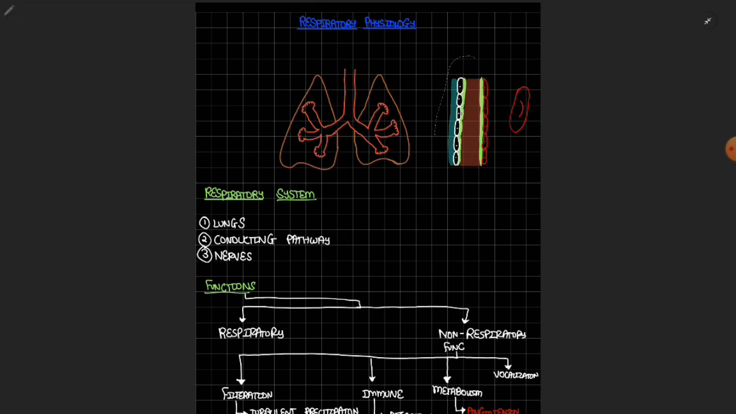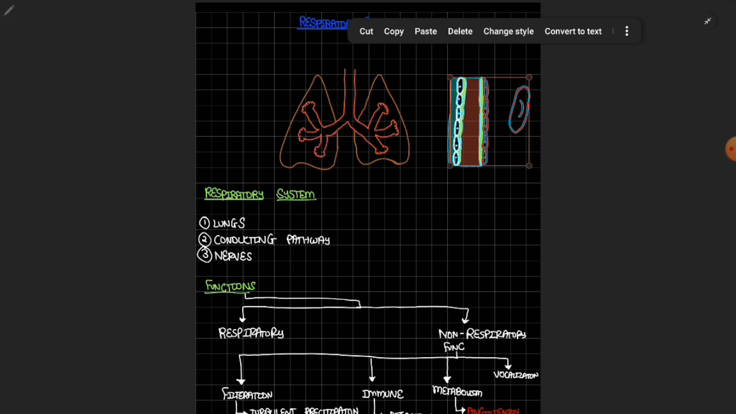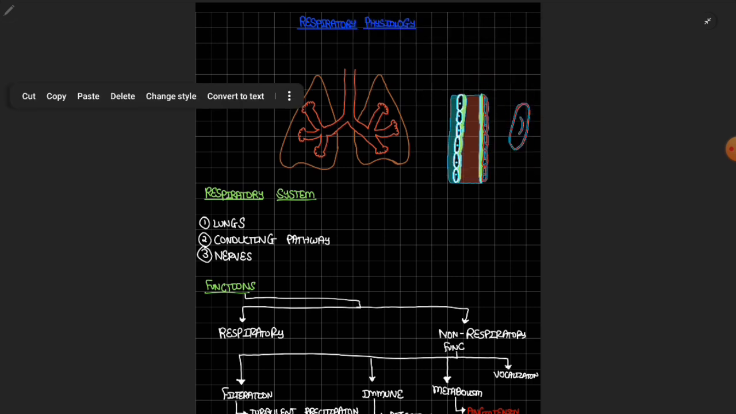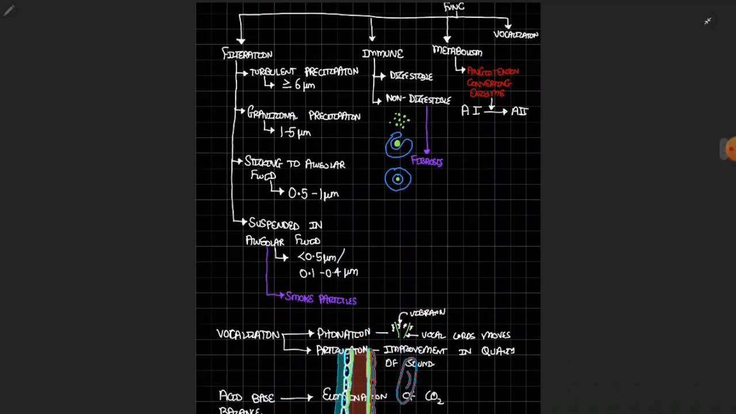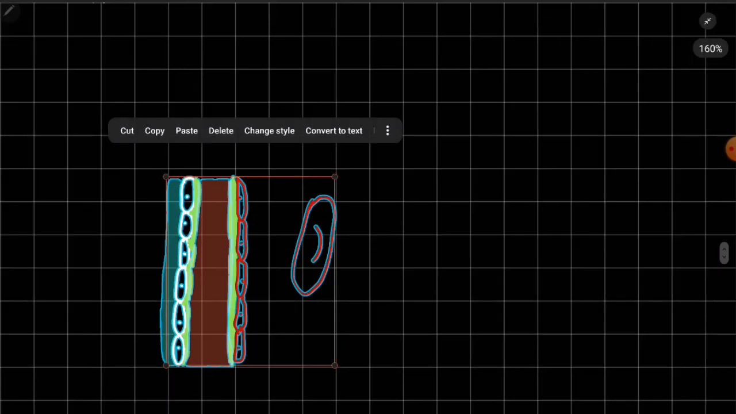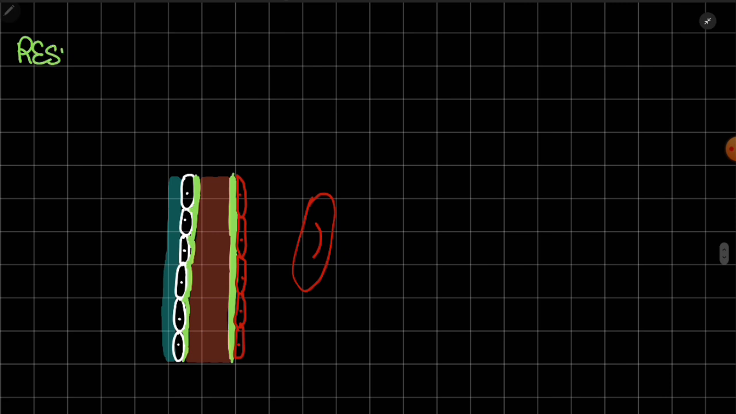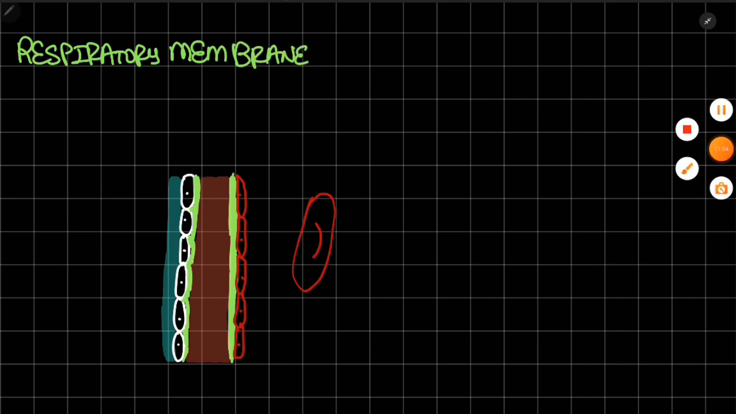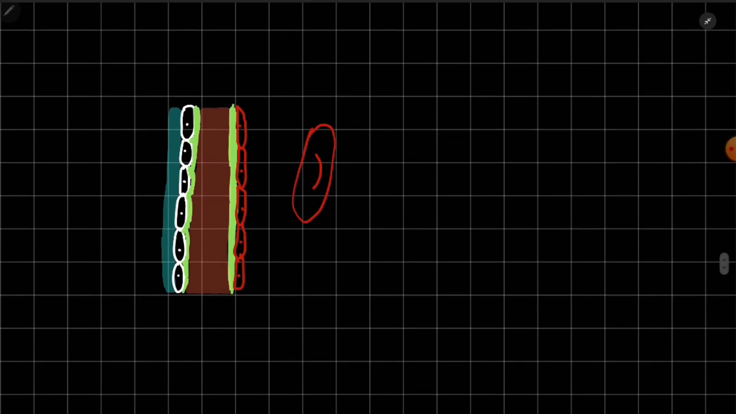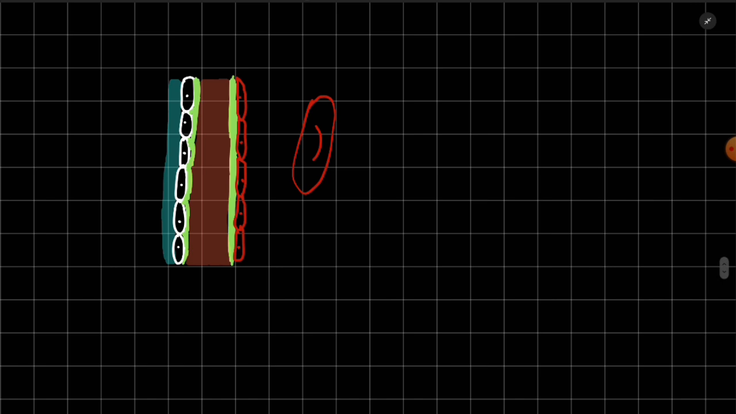Now the diagram which I had left earlier, I will bring it here. What was that? It was the respiratory membrane. So what is respiratory membrane? Respiratory membrane basically means the barrier or the layer which is useful for respiration. Now why is it important? Why do we have to study it?